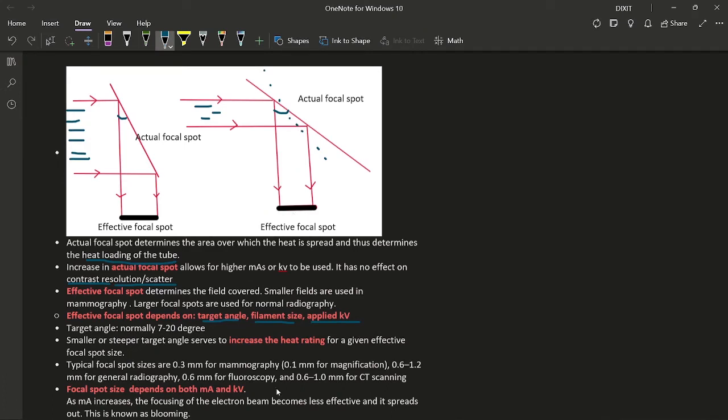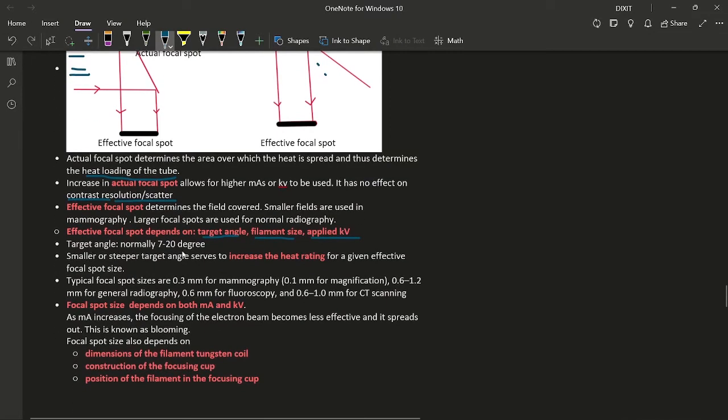Another one is filament size. In this system itself, if you are decreasing the size of the filament, then both the actual focal spot size and the effective focal spot size would be decreased. And the books have mentioned that it is also dependent on kV. I'm not exactly sure how.